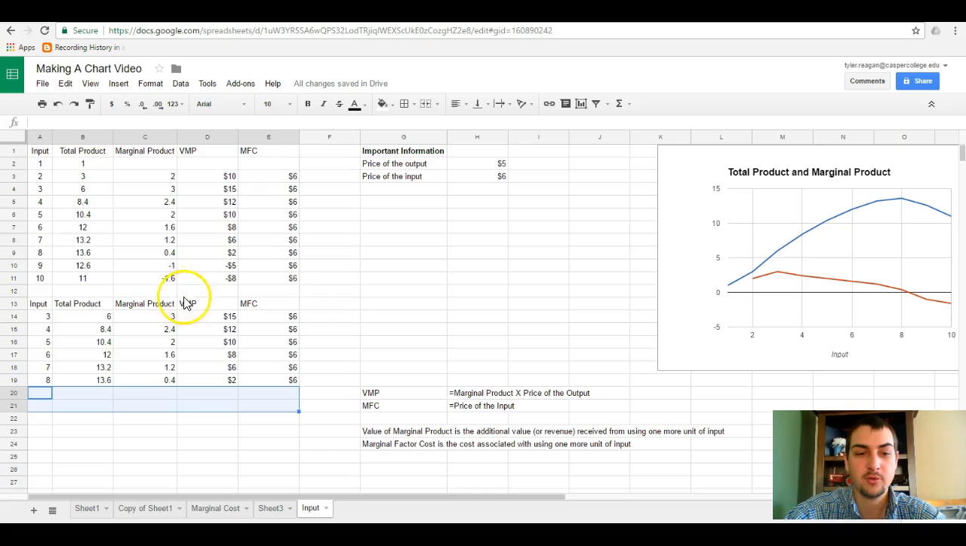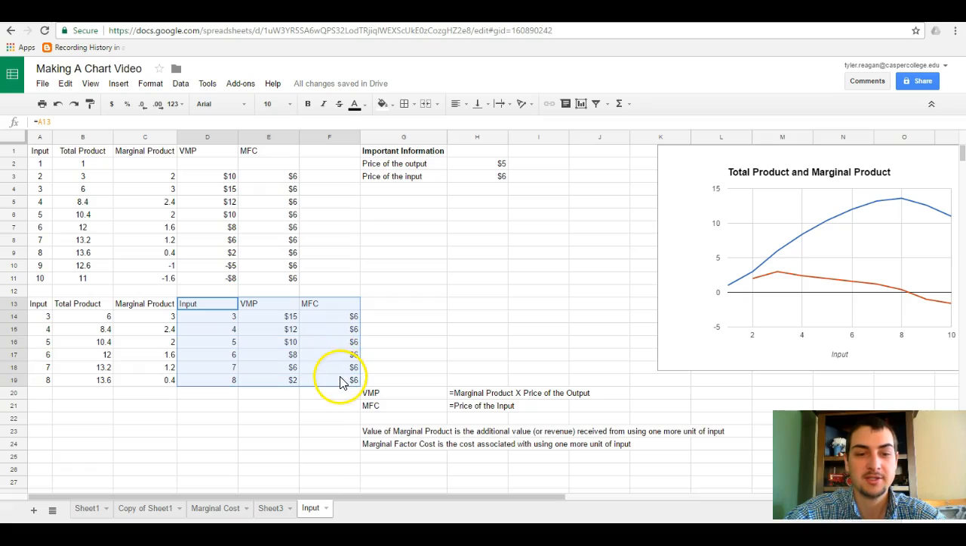What we want to do is make a graph of these two columns within this range, because that is our rational range of production, and we found that out by looking at the marginal product. So in order to make my graph nice and pretty, I'm going to include this input column over here as well. The reason I'm doing that is because it just makes the graph work out easier.